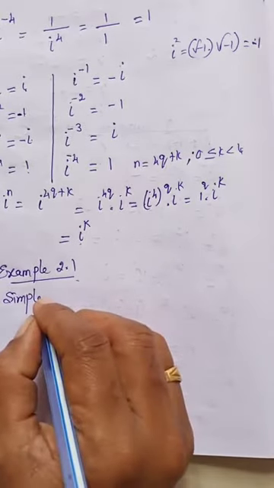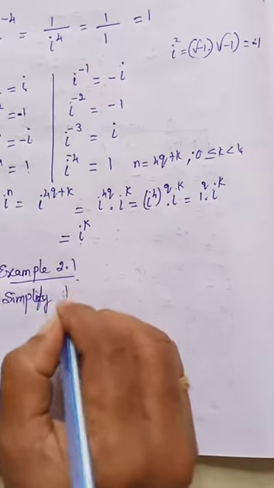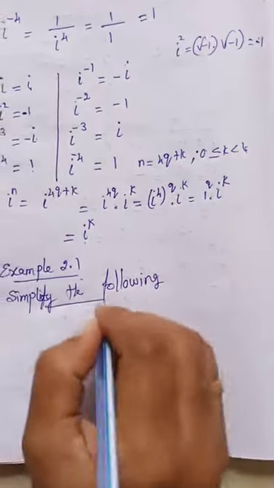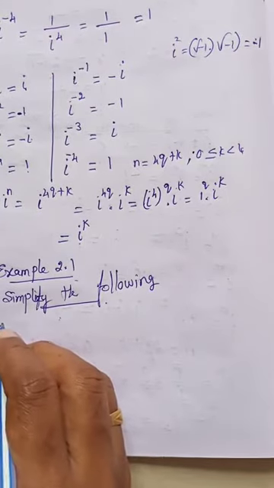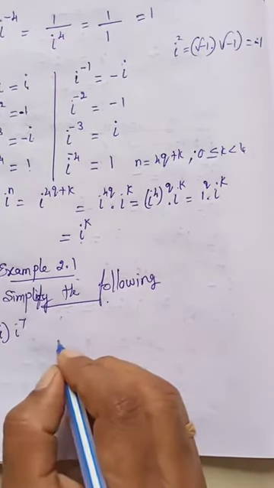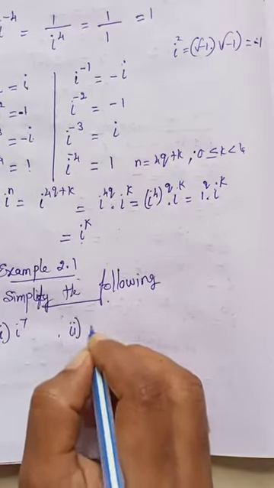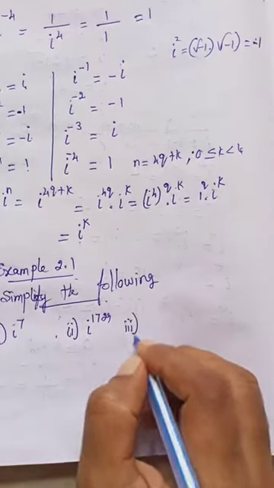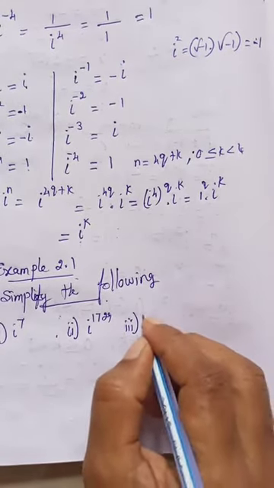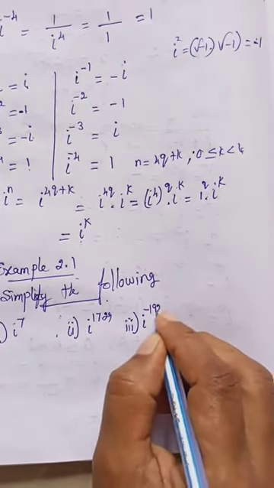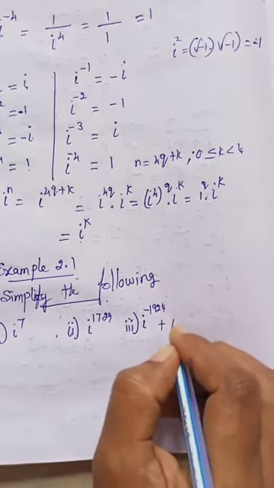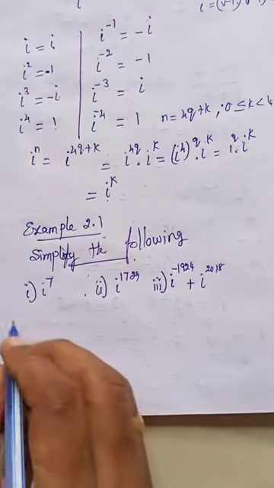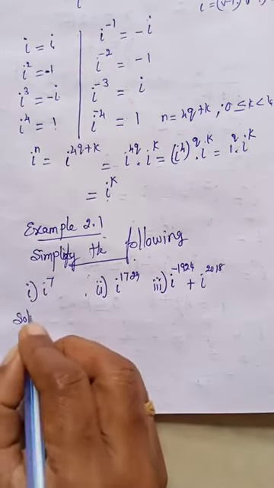Example 2.1, simplify the following. Subdivision 1, i^7. Subdivision 2, i^1729. And subdivision 3, i^(-1924) plus i^2018. Shall we do it? 2 more subdivisions are there. First we will complete these 3.